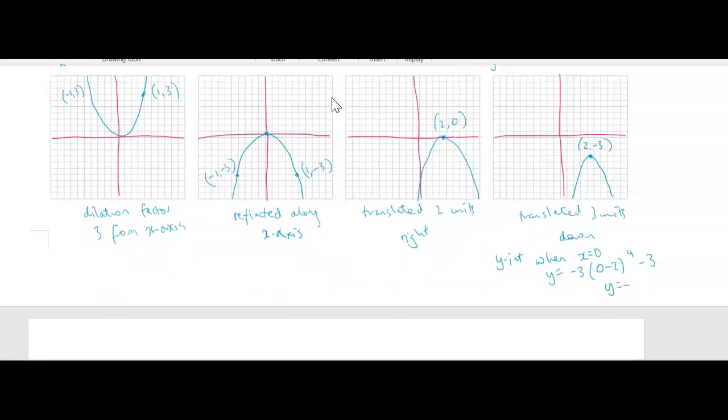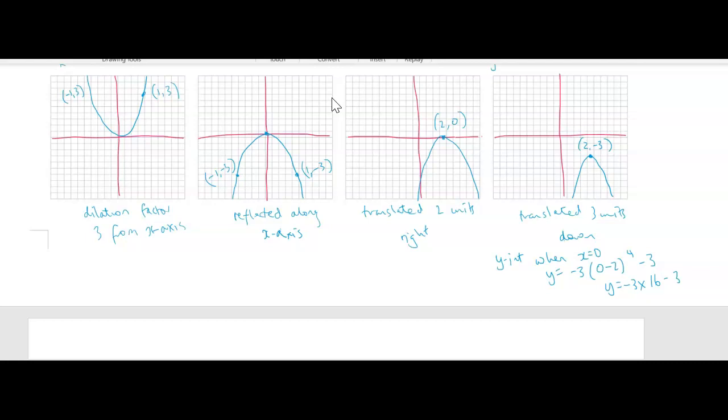So we're going to have -3(-2)^4. When you're taking a negative number to an even power, that negative goes. So 2 to the power of 4, 2 times 2 times 2 times 2 is 16. So it's going to be -3 times 16 minus 3. -3 times 16, -3 times 10 is -30.